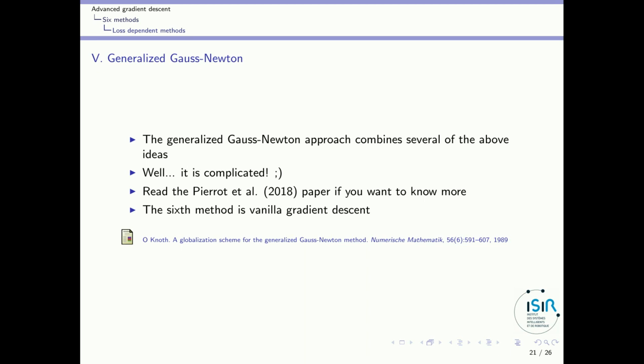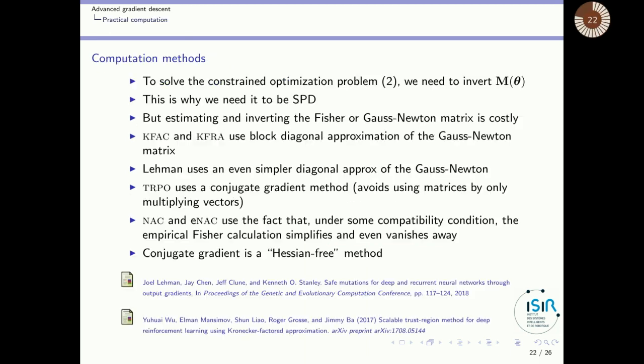Now let's go into a different thing, which is how we will compute those gradient methods. Okay. So to solve the constrained optimization problem, as we have seen in a few instances in previous slides, we need to invert M of theta. Okay. This is why we need it to be symmetric positive definite. Okay. And we have seen that we can use damping for that.